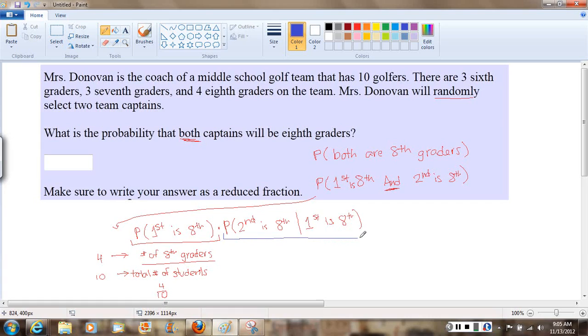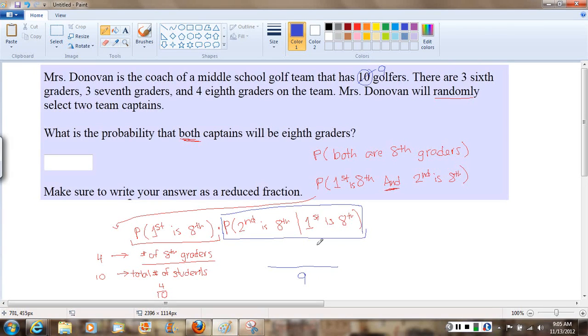How do we come up with this conditional probability? So we'll zero in on this. The probability the second student chosen is an 8th grader, given that the first is an 8th grader. So now we know that for sure one student has already been chosen and they were an 8th grader. So the total number of students left for us to choose from is no longer 10, because one of them already got picked. We can't pick the same student to be captain twice, so when we're making that second draw, there are now only 9 golfers left to choose from. So our denominator will now be 9.